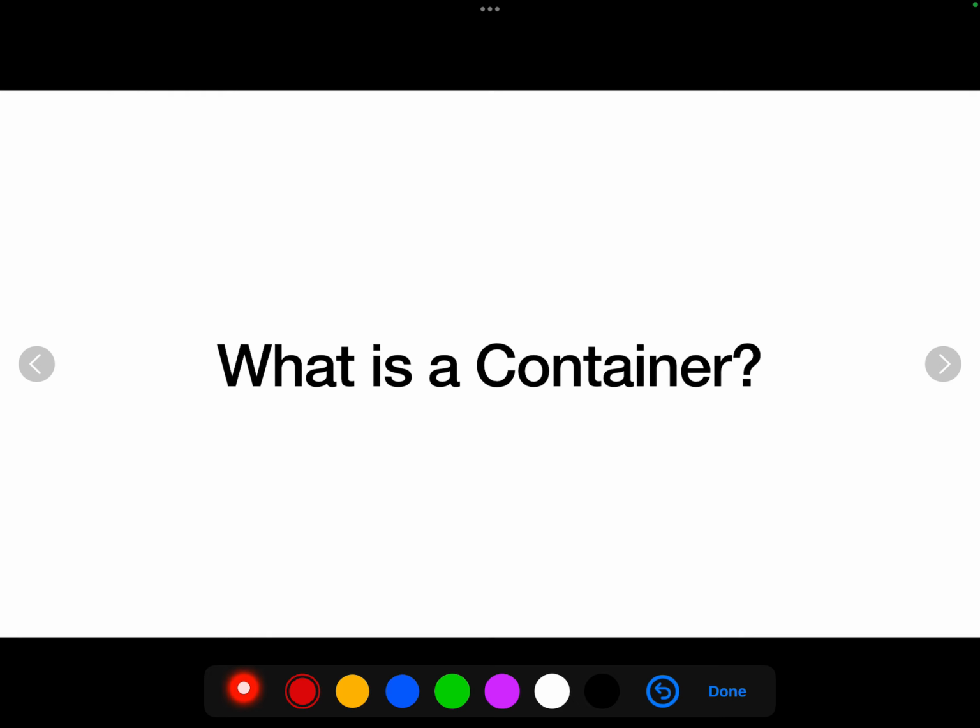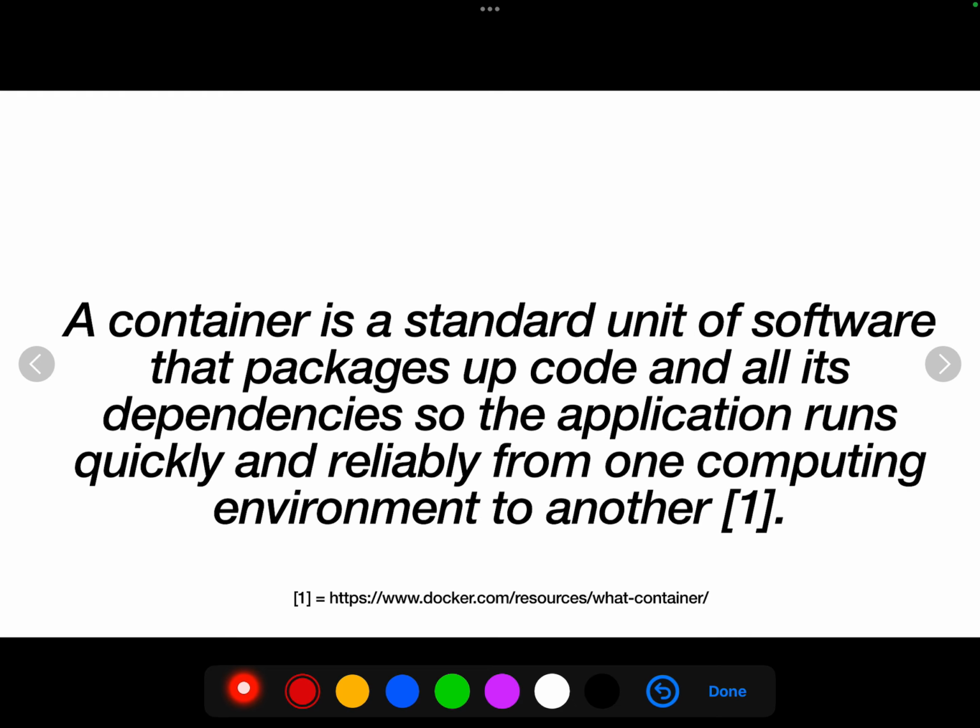Now, let's have a look at what a container is. What exactly is a container? Well, Docker, one of the pioneers in this technology, defines it as a standard unit of software that packages up code and all its dependencies so the application runs quickly and reliably from one computing environment to another. So if you have a container image, that's all the software that you need to run an application except for the operating system. The container is a standard unit of software, packaged up with your code and the dependencies, so the applications run quickly and reliably from one computing environment to another.